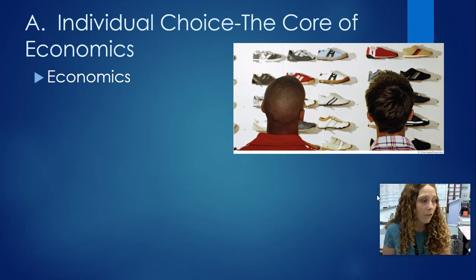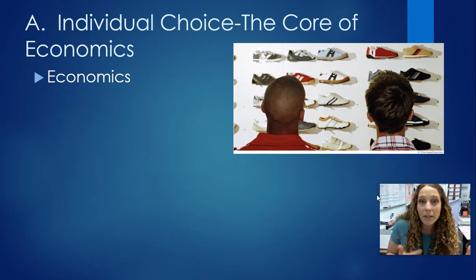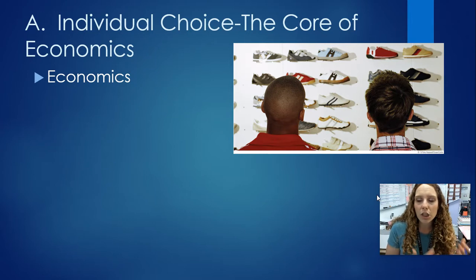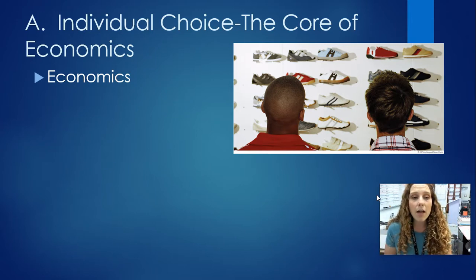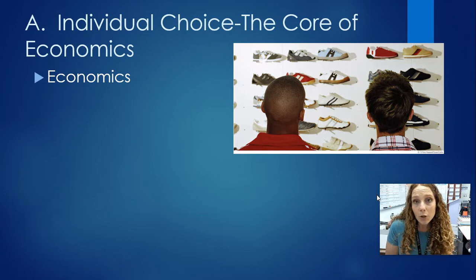There's not enough resources to go around. We can't have everything that we want, and so we have to make decisions about what it is we're going to do and how we're going to spend our money, how we're going to spend our time, because we only have so much of it, and we cannot satisfy everything that we want and need.